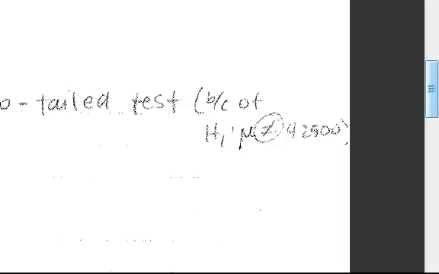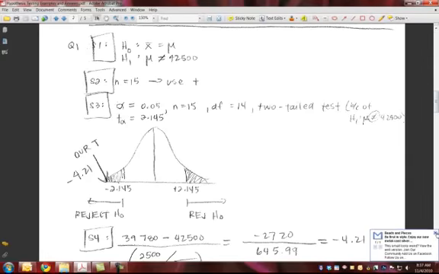So then I draw this on a curve. I draw out my curve, and because it's a two-tailed test, that means that the 0.05 alpha level I'm talking about means that there's about 2.5% in each of those tails.